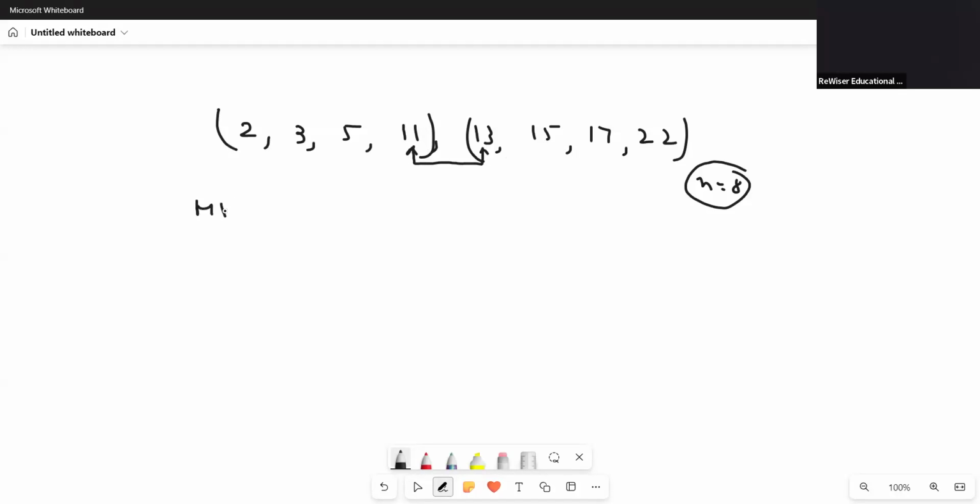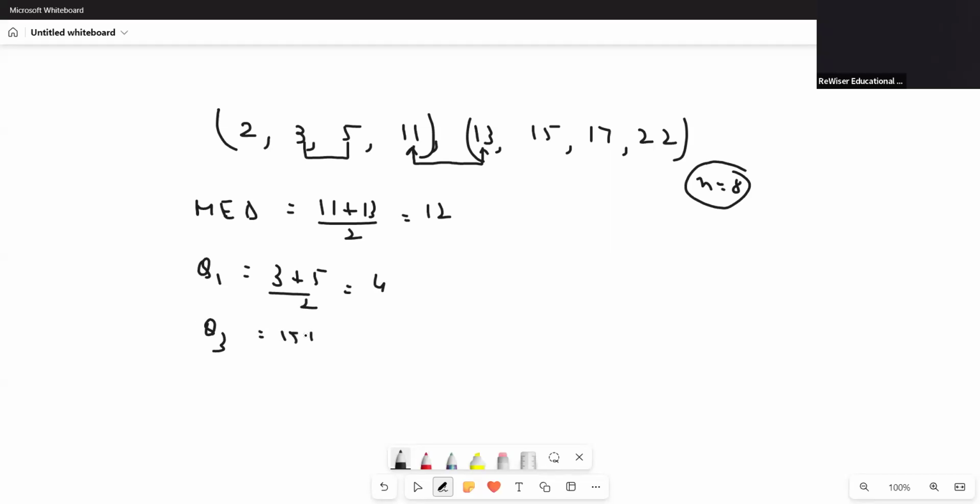So if I'm calculating the median, or the second quartile, that has to be 11 plus 13 divided by 2, and that's 12. So my median is 12. Now, if I want to get the first quartile, I have to get the mean of these two, because this will give the middlemost element. That's 3 plus 5 by 2. So my first quartile has to be 4. If I'm finding the third quartile, that has to be 15 plus 17 divided by 2. That equals 32 by 2, and that's 16. So that's the value of my third quartile.